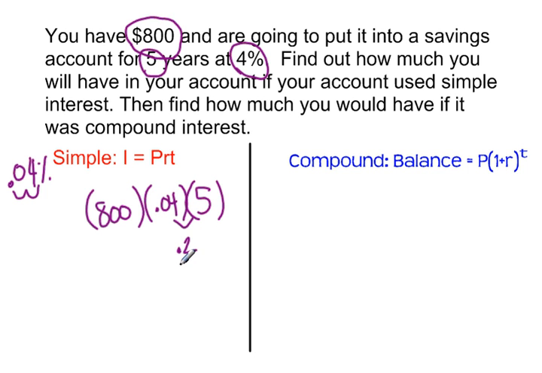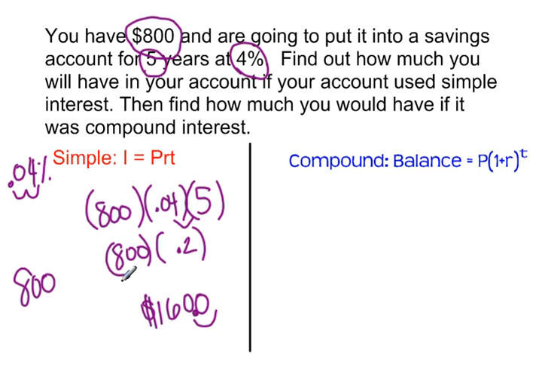Now that I have that, I can multiply my 800 times 0.2. And I know that 8 times 2 is 16. And so it would be 1600 with those two zeros, but then the 0.2, the zero would move one time. So it's actually 160. So I put $800 into this account. I'm being rewarded with $160 in interest. So after 5 years, this account will have $960 in it.